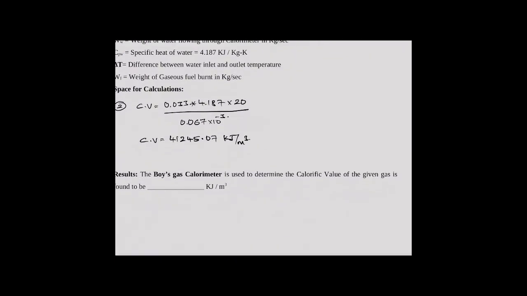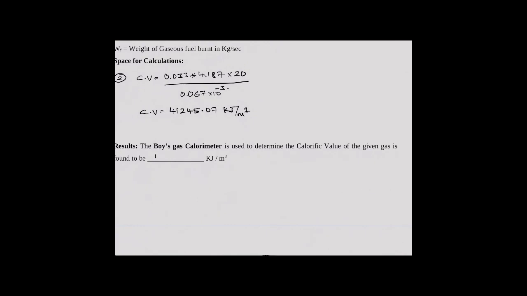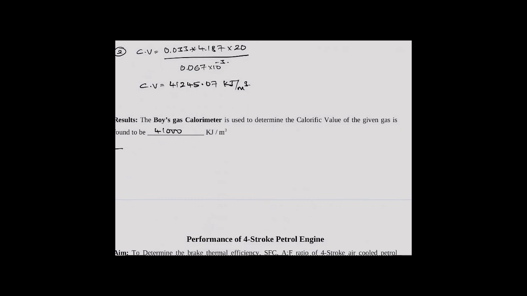So roughly, from both cases I am getting around 41,000 kilojoules per meter cube. Now if I look into the calorific value of the LP gas from the tables, you can write from the tables, the CV for LP gas is around 44,000 and your calculated value is found to be 41,000.